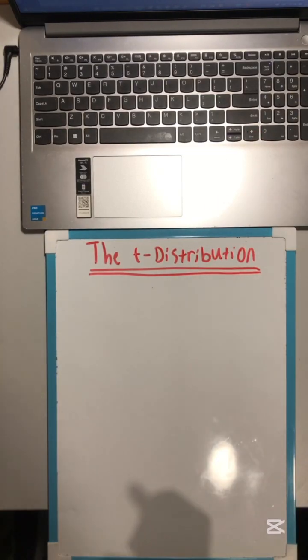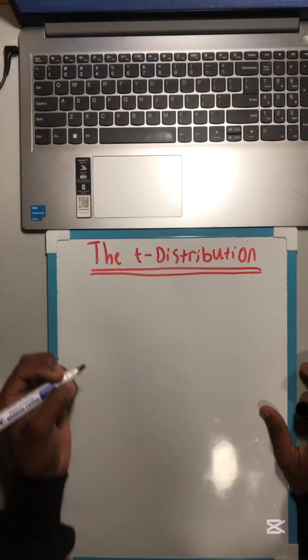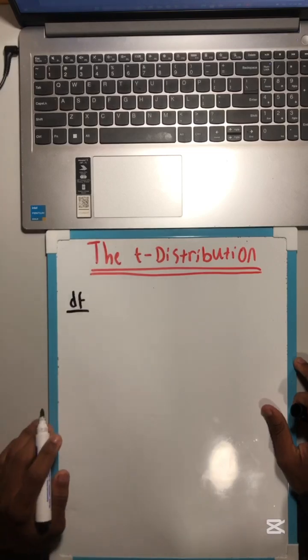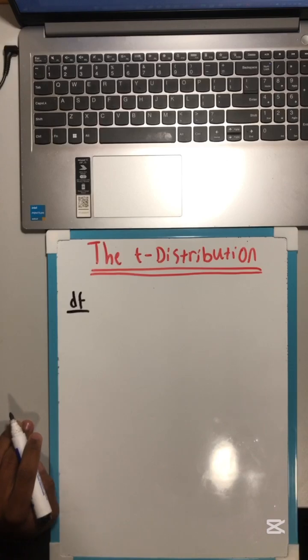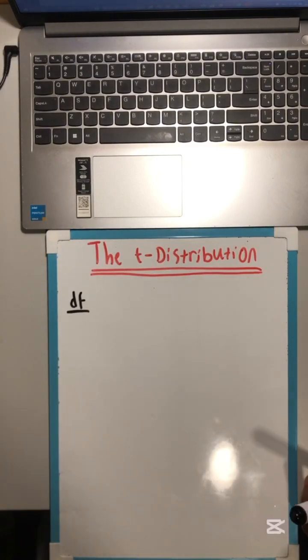Something new about the T distribution is that it has something called degrees of freedom. Degrees of freedom is the number of values which can vary freely. Knowing exactly what degrees of freedom are is not quite important. You just need to know how to find them.